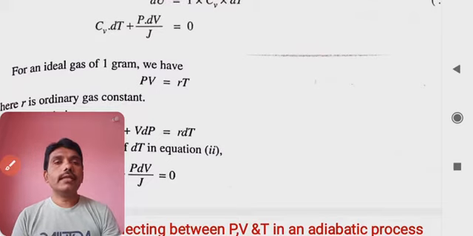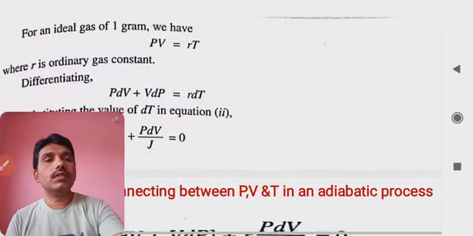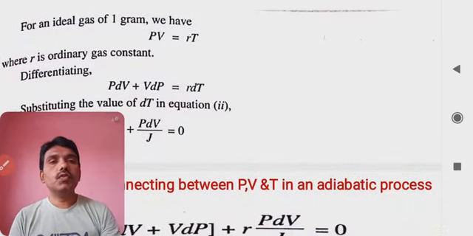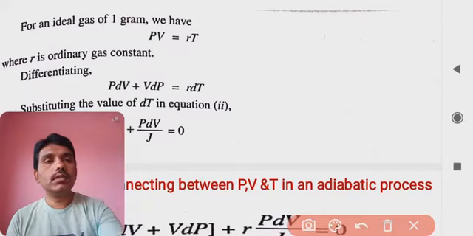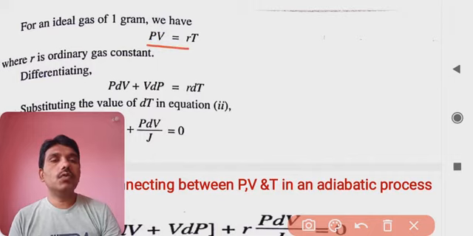But for the ideal gas of 1 gram, we have PV is equal to RT, the perfect gas relationship or gas equation. R is the constant, and differentiating this, PdV plus VdP is equal to RdT.